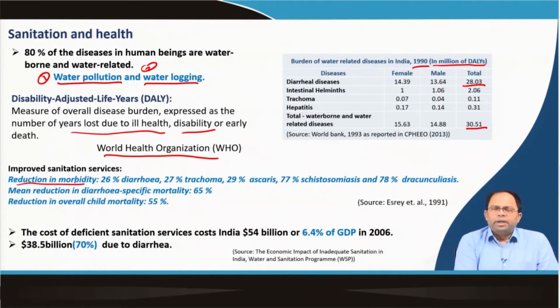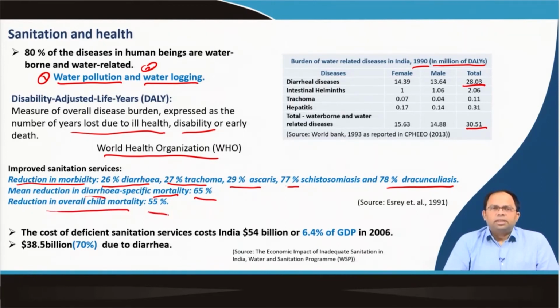approximately when we talk about morbidity, that is the regular ailments and all, we see that 26% from diarrhea could be reduced, 27% from trachoma, 29% from ascaris, 77% of schistosomiasis, and 78% of dracunculiasis. So, these are the different diseases that could be reduced, and the main thing is the reduction in mortality specific from diarrhea. That would be a reduction of 65%. So, we can prevent 65% of the deaths resulting from diarrhea, and reduction in overall child mortality would be 55%.